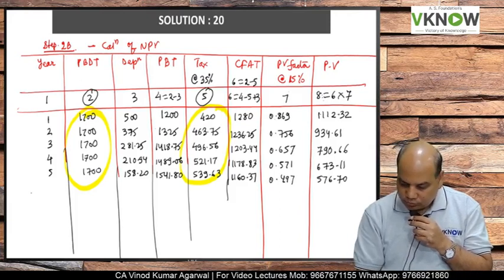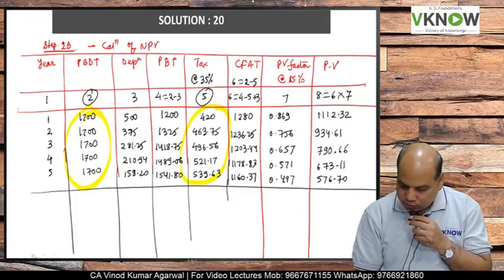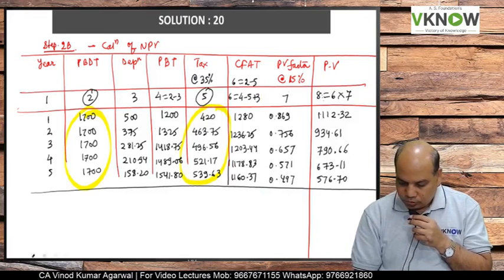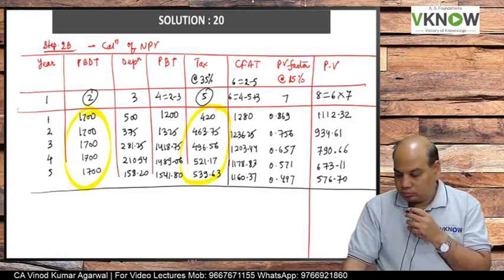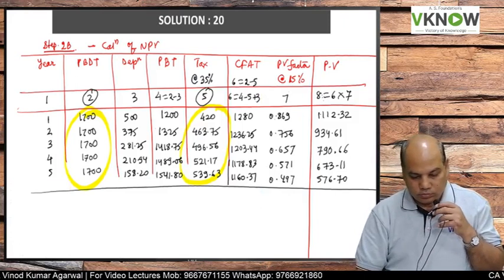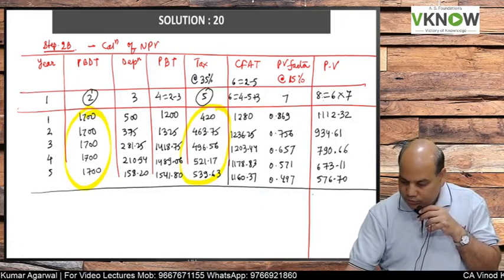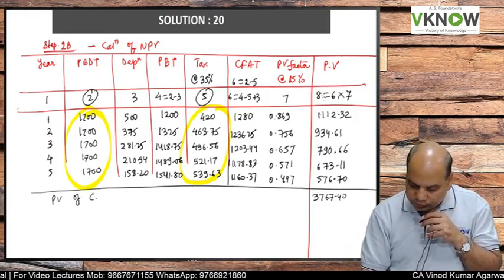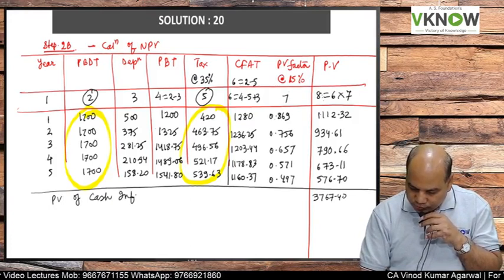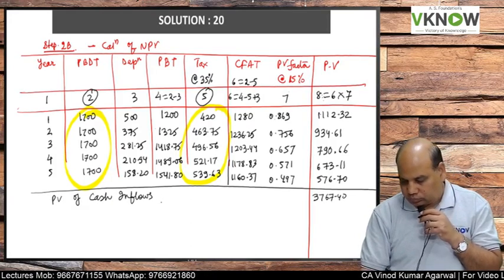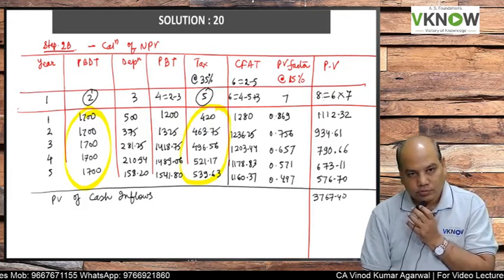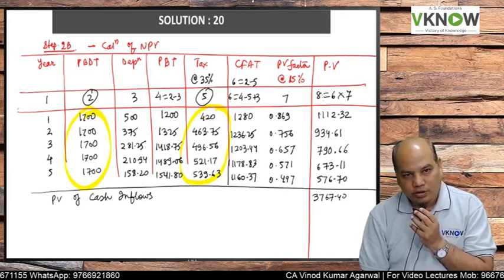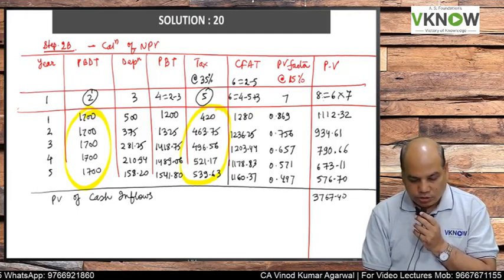577.70. And first you tell me the total of the last column. Total of the last column. So this we will call PV of cash inflows. There are two more cash inflows. One is salvage value and one is recovery of working capital. Is it right? Just check the total again.